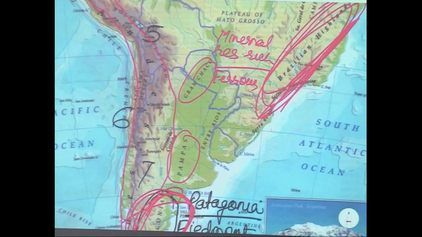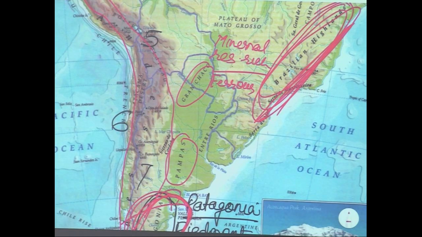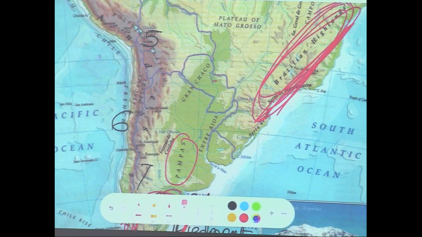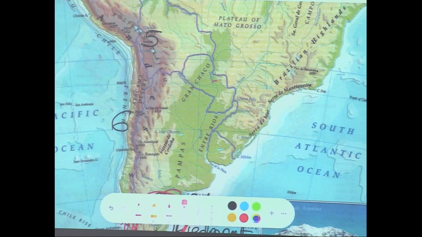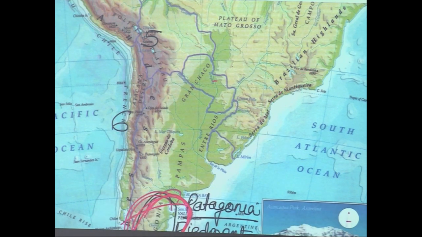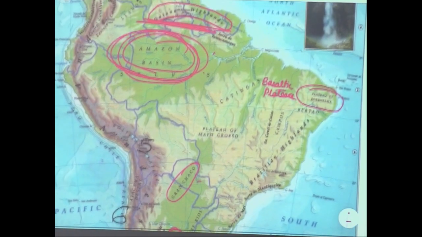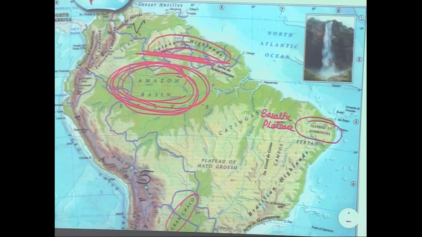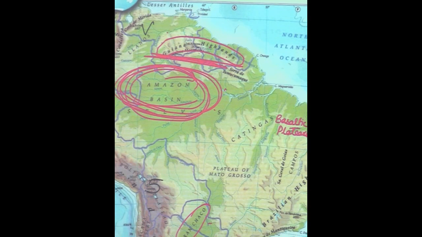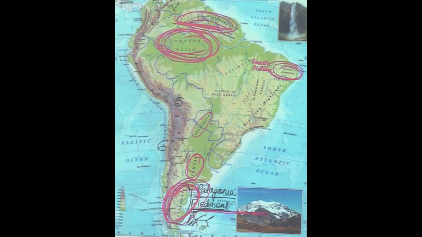Zooming in on Gran Chaco, are we noticing this country? I hope you will recognize it very well now. Where is Gran Chaco? Gran Chaco is found in Paraguay and Argentina. And where are the Pampas? Argentina. Gran Chaco Plains, Pampas Plains, Amazon Plain. Which are the prominent examples of plateaus? Prominent plateaus include the Plateau of Borborema, Guiana Highlands, and also Patagonia Plateau.